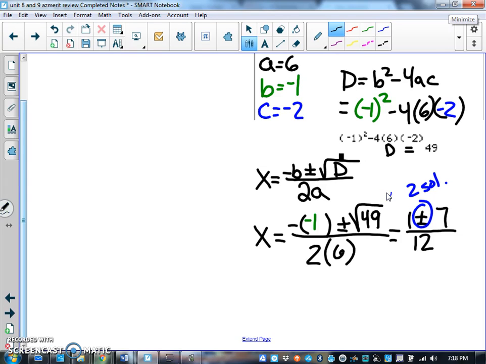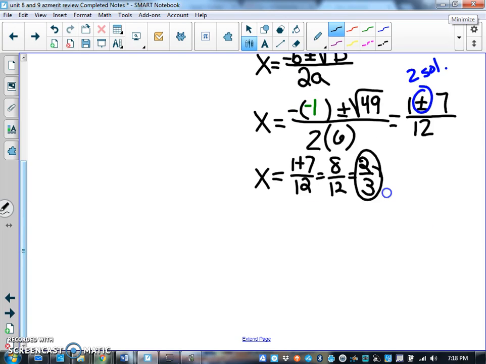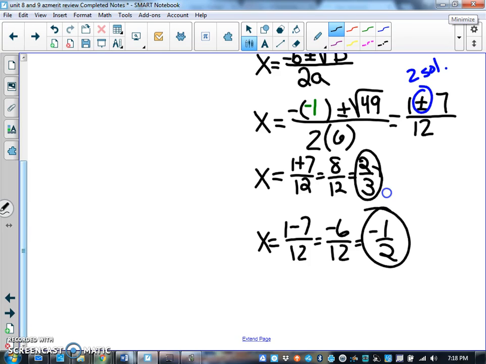And those solutions are going to be x is equal to 1 plus 7 over 12, which is equal to 8 twelfths, which is also equal to 2/3. The other solution that I could have here, x is equal to 1 minus 7 over 12, which is equal to negative 6 over 12, which is equal to negative 1/2.